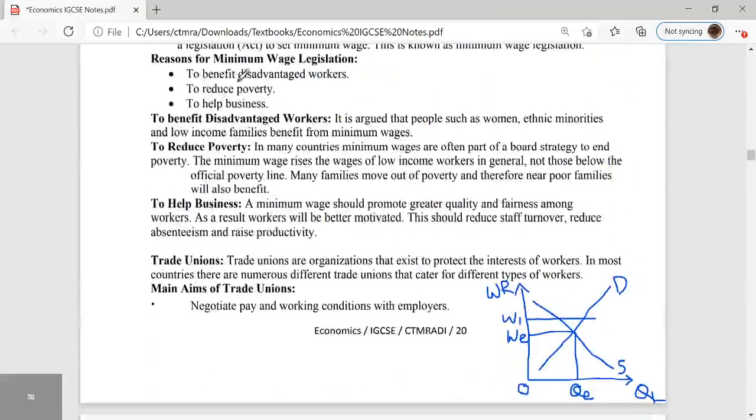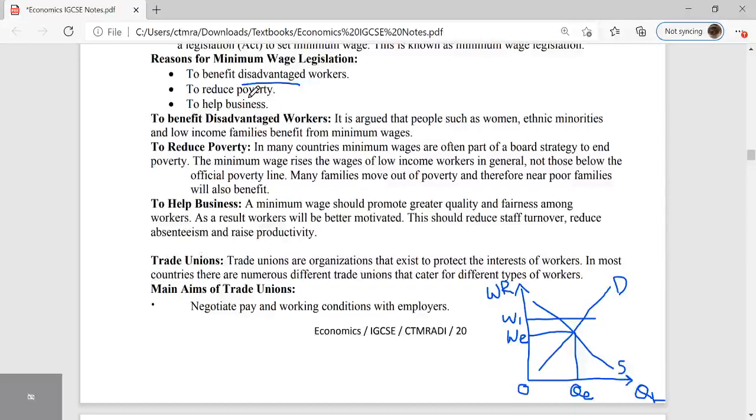So let's go through some of the reasons the government does that. First, to benefit the disadvantaged workers. There are some people who are disadvantaged, like disabled people, or even women. In many societies women are disadvantaged, and even in our country you'll find many women who are underpaid. If the government can ensure that this is the minimum amount, then no one can pay below this wage rate.